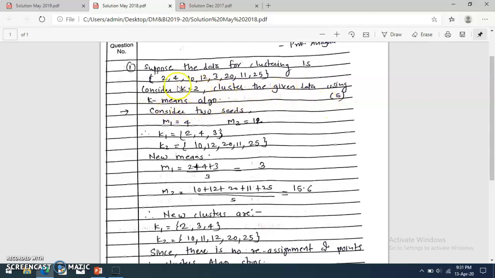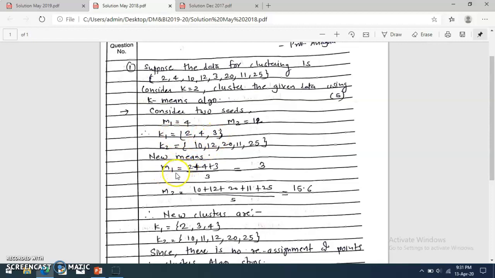Now here the number of clusters is provided as 2. You can have 2 partitions or you can also go for assuming 2 means initially. The values would obviously be from the data values present over here. So I have considered M1 as 4 and M2 as 12. This is my cluster number 1 and this is my cluster number 2.